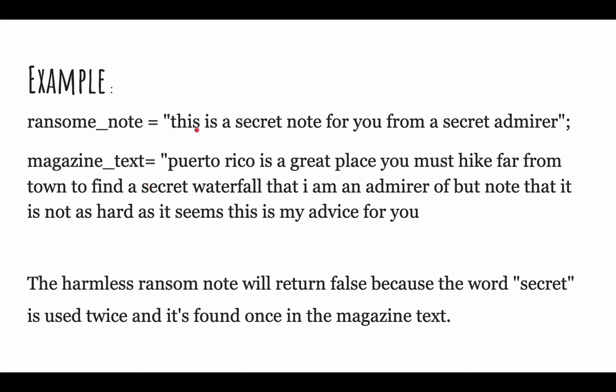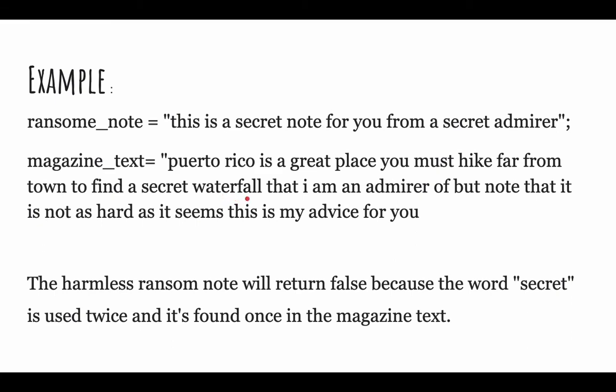Here we have "this is a secret note for you from a secret admirer", and then another text coming from a magazine. We will check whether the text that we have here is found within the magazine text. If it matches the exact words, it returns true, meaning all the text here is found within the magazine text. Otherwise, it returns false. That is the objective of the harmless ransom note algorithm.